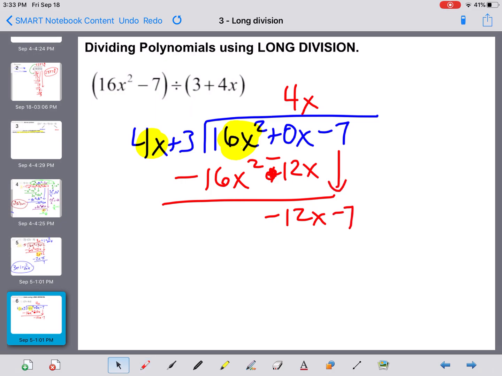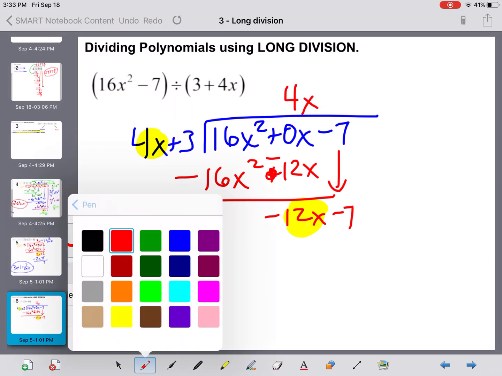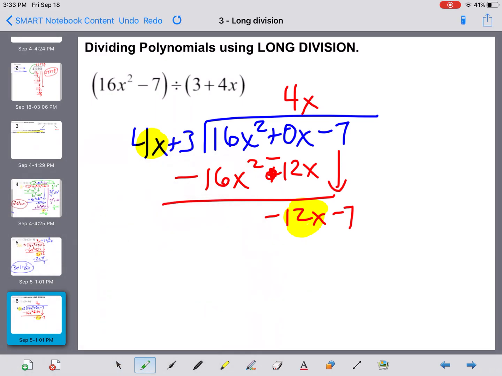And now we say how many times does 4x go into negative 12x. And so that's going to be negative 3 times. Negative 3 times 4 is negative 12x. Negative 3 times 3 is minus 9. We need to change our signs. So we're left with a 2.